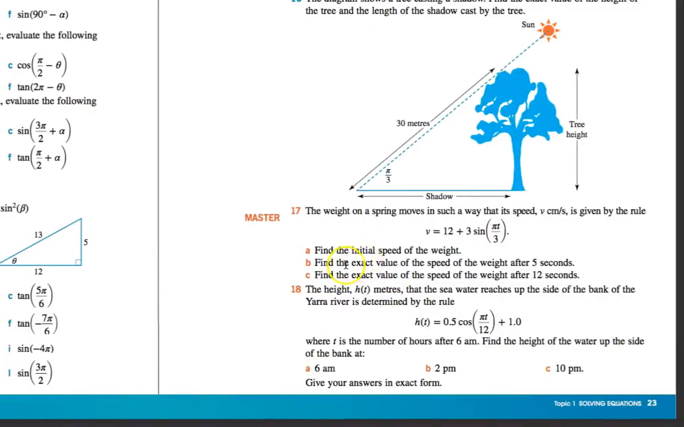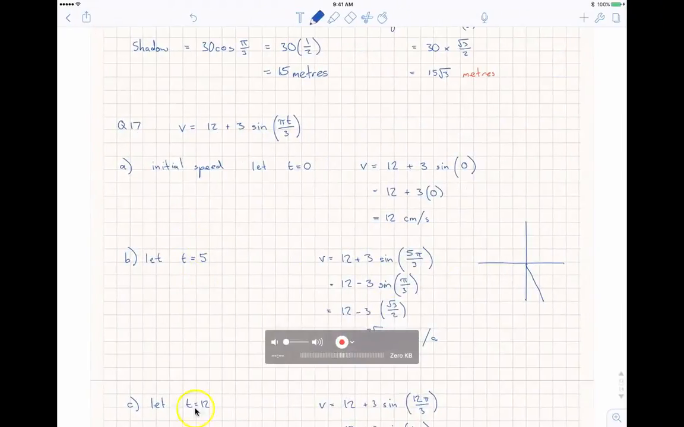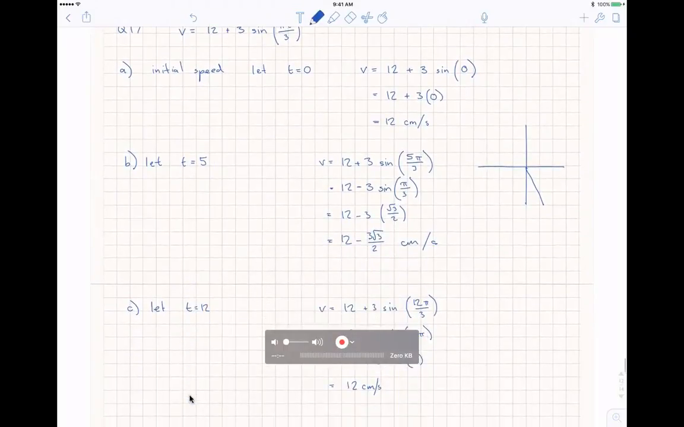Next part of the question, we need to find the exact value of the speed of the weight after 5 seconds, and then C, the speed of the weight after 12 seconds. So there we're just making substitutions, t equals 5 and t equals 12. If we make the substitution t equals 5, we get sine of 5 pi on 3. So sketching that, 1/3, 2/3, 3/3, 4/3, 5/3 puts us in the fourth quadrant. Sine in the fourth quadrant is negative, so this becomes negative 3 sine pi on 3. Pi on 3 is the reference angle here.